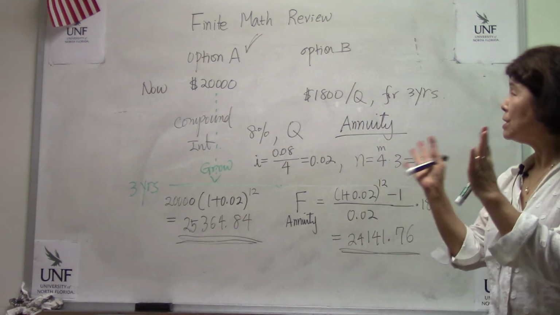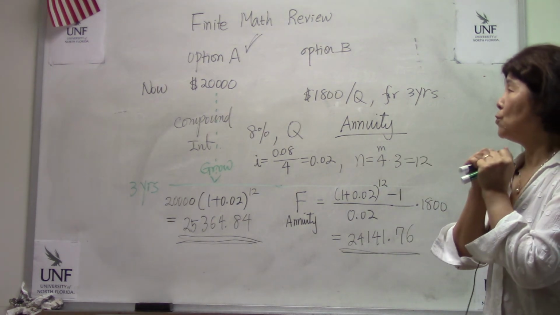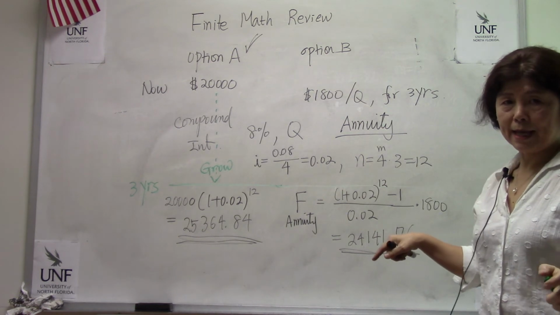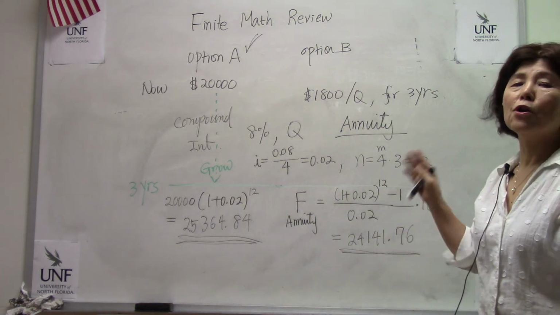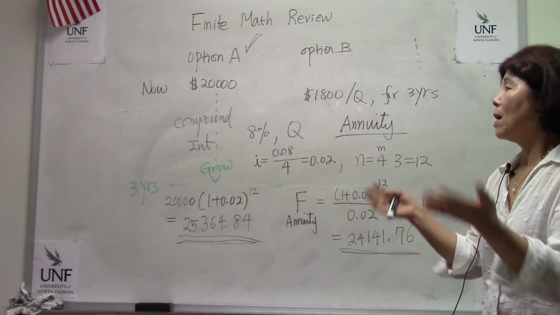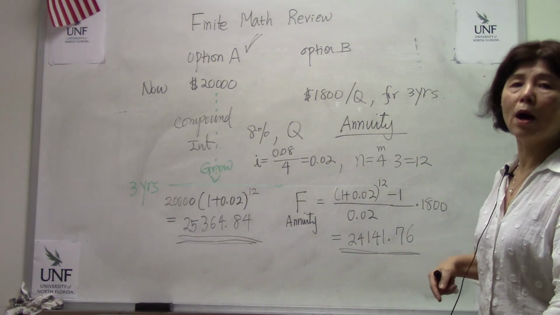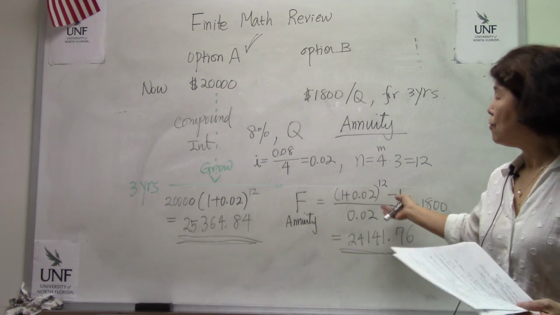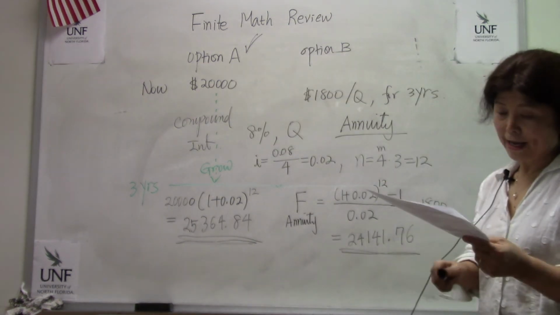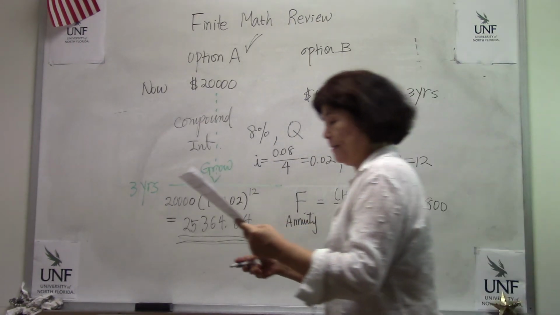Okay? So the most important thing is that you compare the money at the same point on the timeline. Then look at each problem and ask what this is: a compound interest problem or an annuity problem. So you are going to apply the correct formula. Okay.